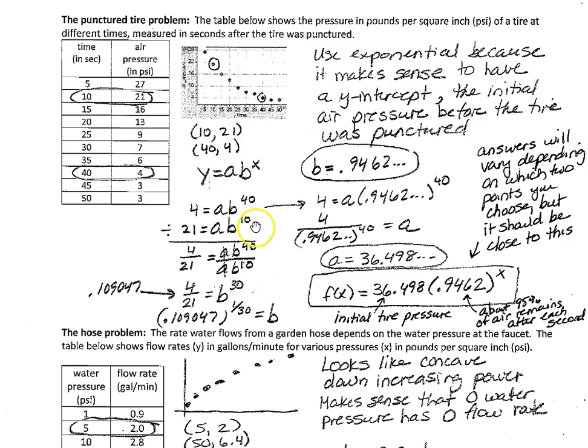Once again, I went through this process, so you would want to go ahead and look at the work here. I picked those 2 points, but compare that to your work. I ended up with b about 94.62. So basically, this is a percent of the air pressure that remains in the tire after each second, and this would be the initial air pressure at time 0.